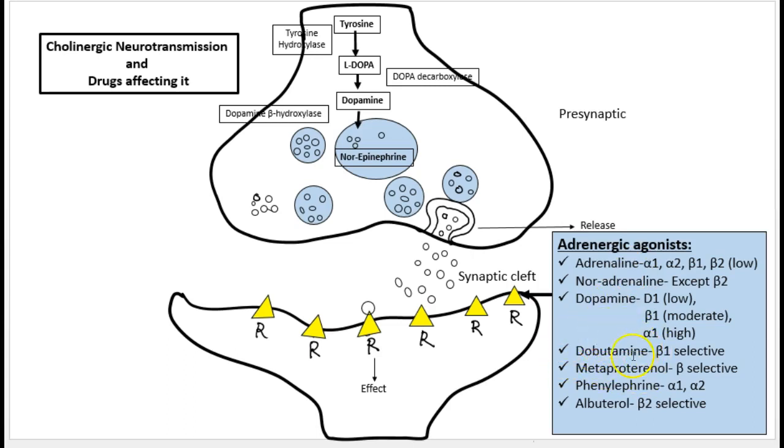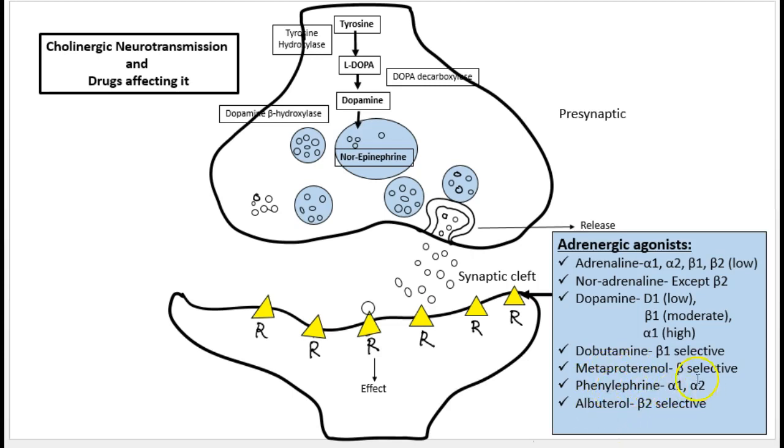Another drug which you should know is dobutamine. Dobutamine is beta 1 selective and it stimulates the beta 1 receptor, thereby it increases force of contraction. So this is a heart specific drug. Metaproterenol, that's another drug which is beta selective. It means it can stimulate both beta 1 as well as beta 2 receptor. Metaproterenol, isoprenaline, so those are the drugs.